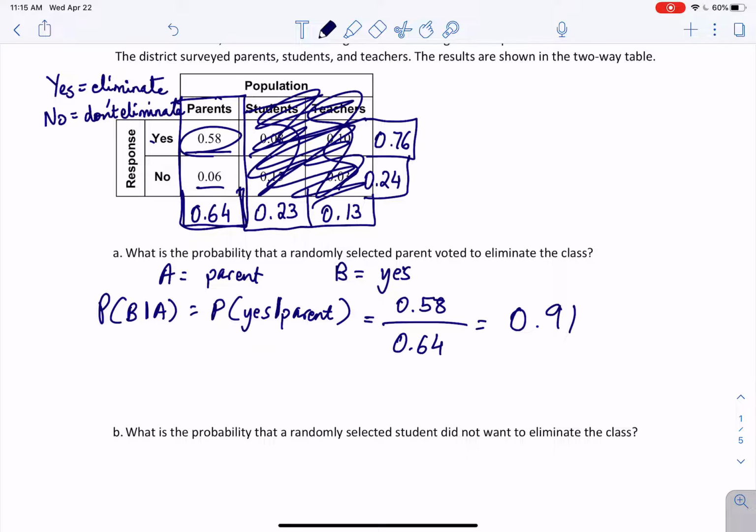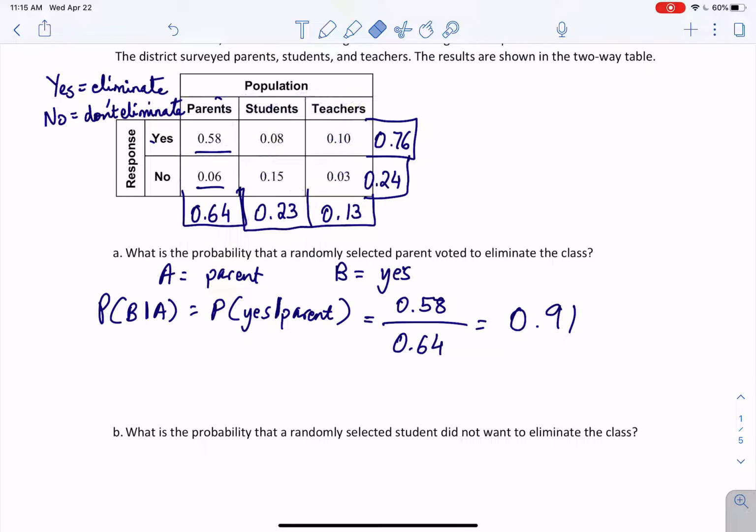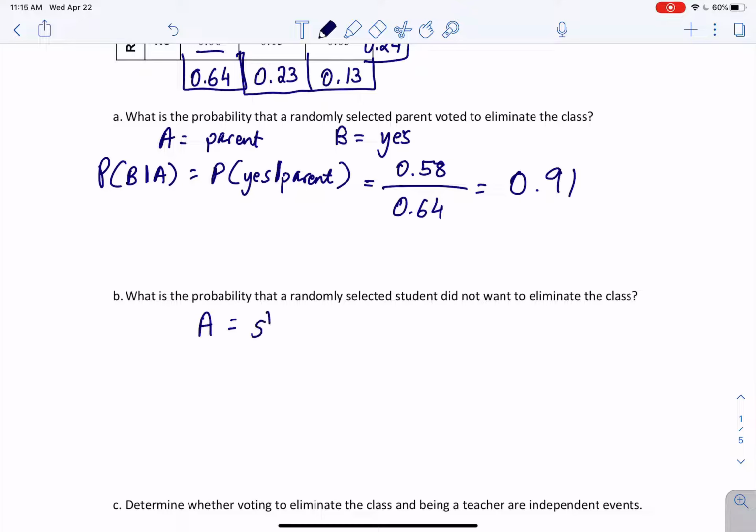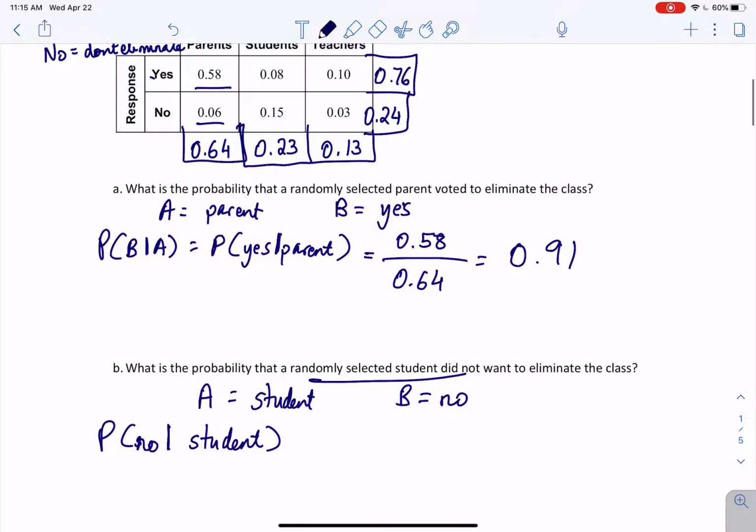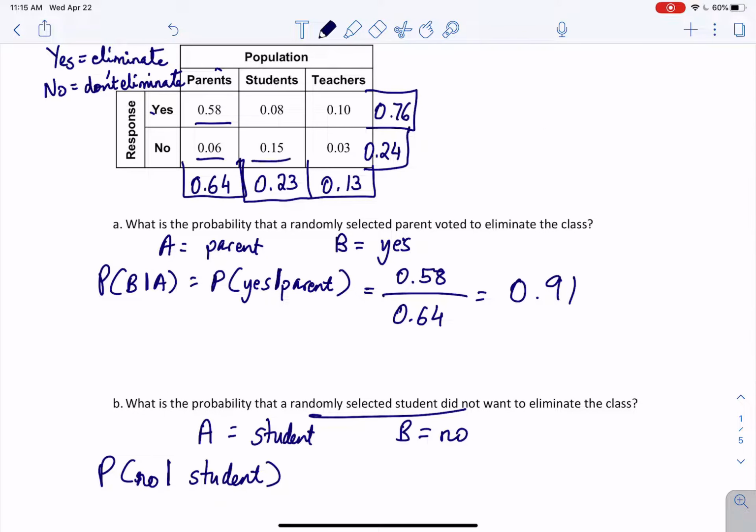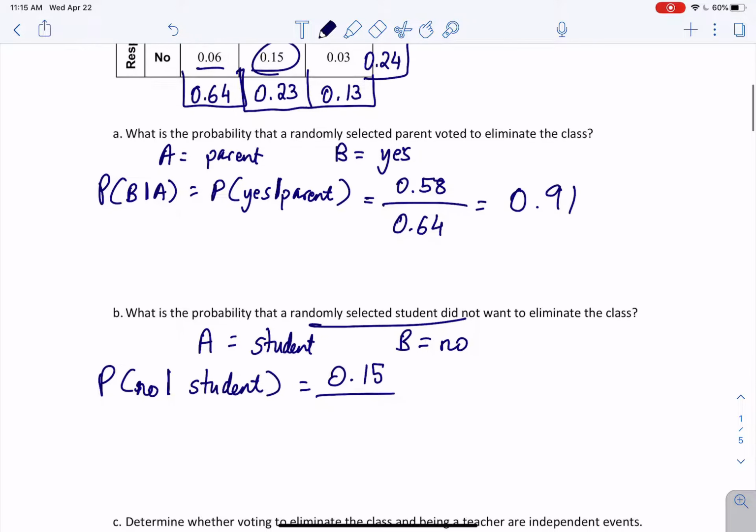Let's do one more example with this. So now we'll look at, we're selecting a student. We want to know if that student voted no. So event A is picking a student. Event B is that student voting no. So we're looking at the probability that someone votes no, given that we know that they are a student, right? We've picked a student. So students who voted no, that's 15%. And the total students, that's 23%.